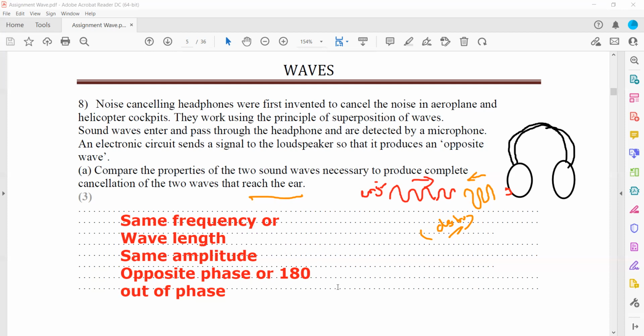Is it clear, this question, that how the noise cancellation headphone uses the principle of superposition to cancel out the noise from the engine?